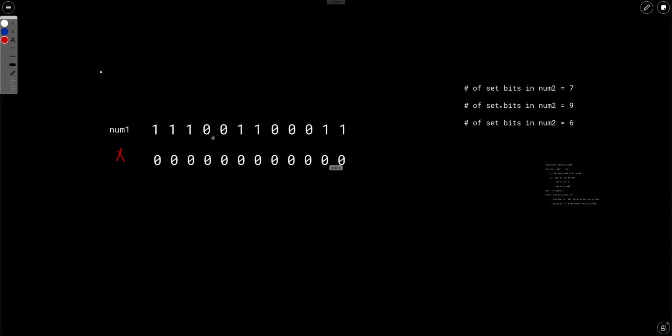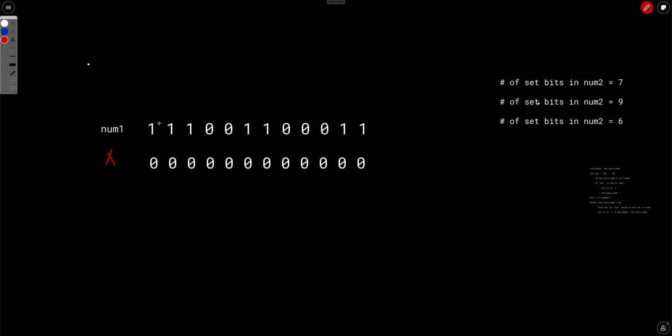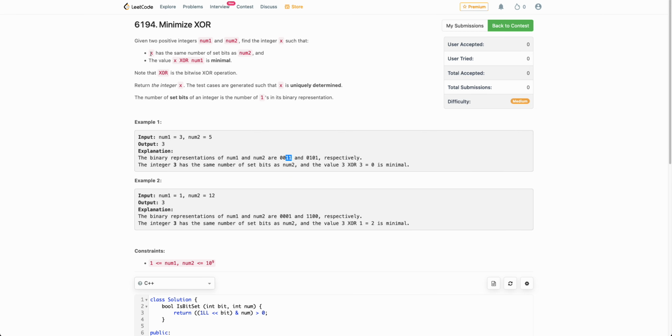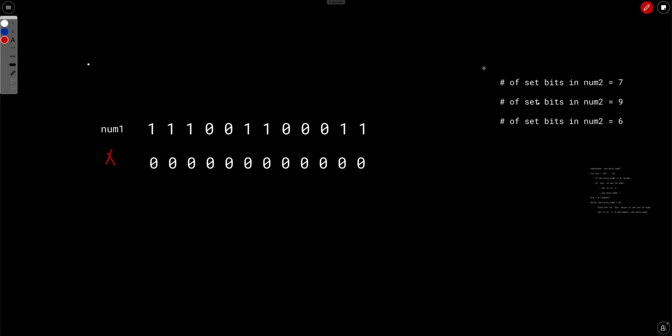Now let's assume that num1 is this, and as we know, we have to satisfy two conditions. One, the number of set bits should be equal to that of num2. Let's say the number of set bits in num2 is these three values. Okay, so first of all, the number of set bits in num1 is 7 here. 1 2 3 4 5 6 7, right?